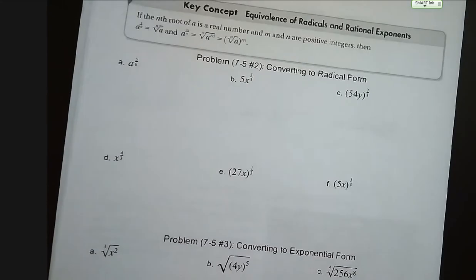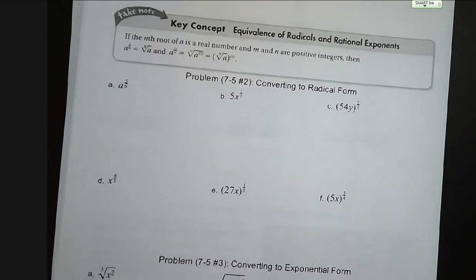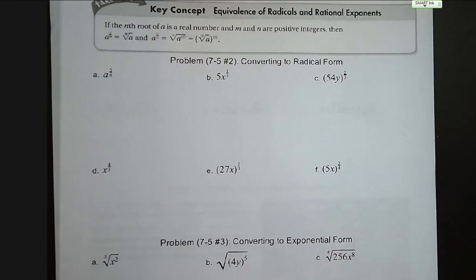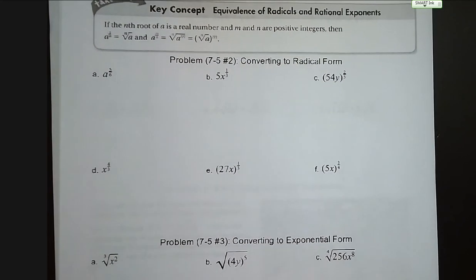Moving on to problem 7.5, part 2, converting to radical form. We have a theorem that if the nth root of a is a real number and m and n are positive integers, then a to the 1 over n is equal to the nth root of a. And a to the m over n is equal to the nth root of a to the m power.